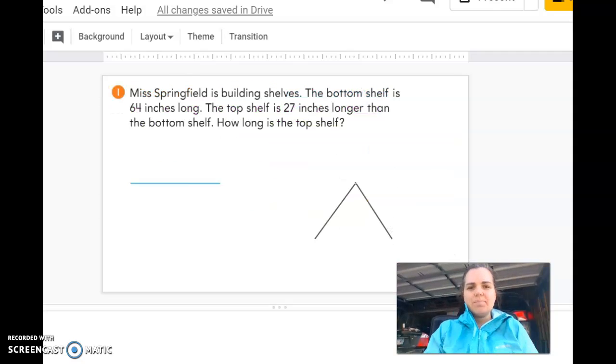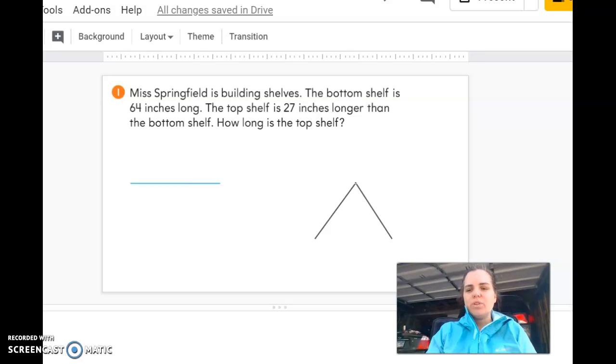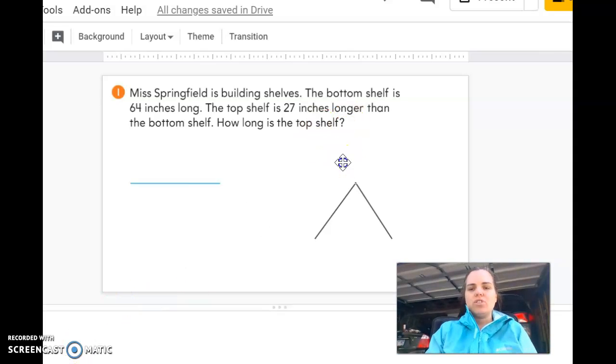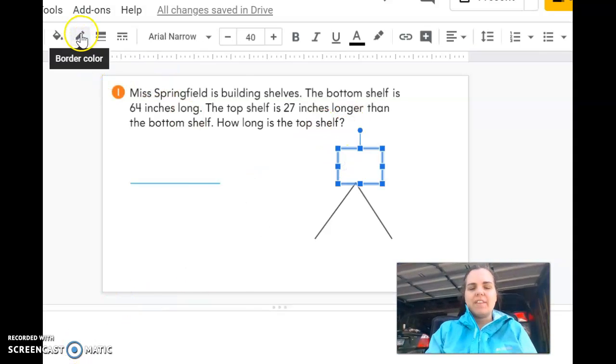Number 1 says Miss Springfield is building shelves. The bottom shelf is 64 inches long. The top shelf is 27 inches longer than the bottom shelf. How long is the top shelf? Well, do we know the total of how long the top shelf is yet? No. So our unknown at the top of our math mountain is unknown.